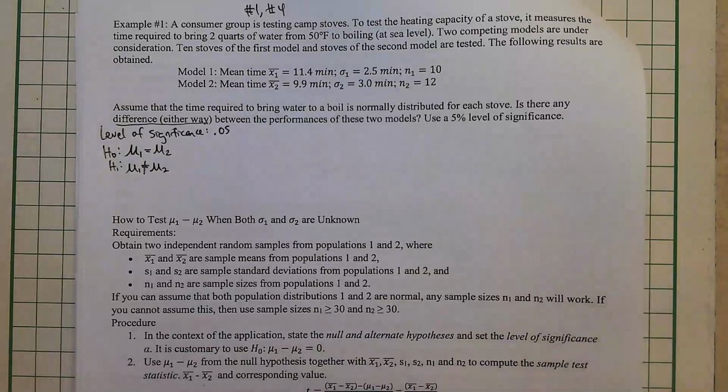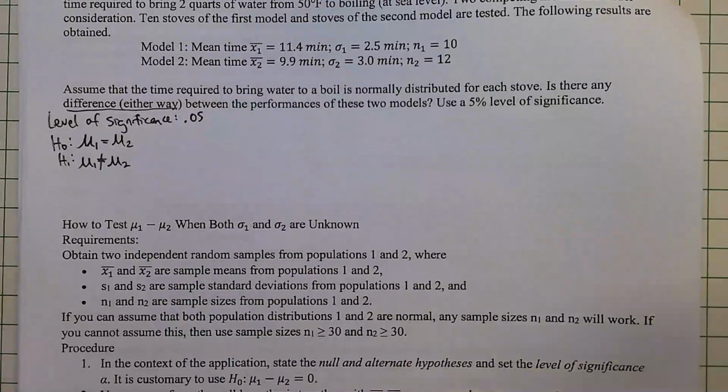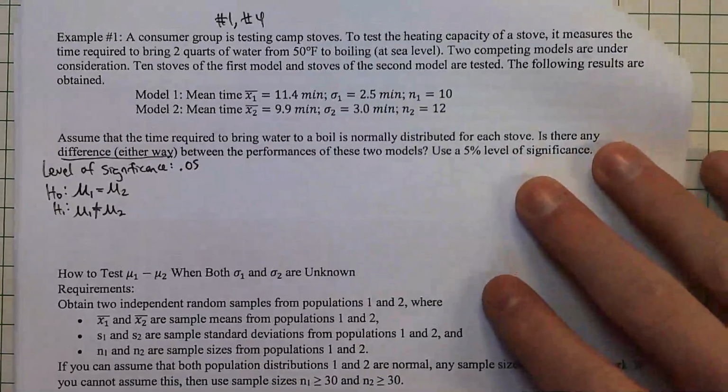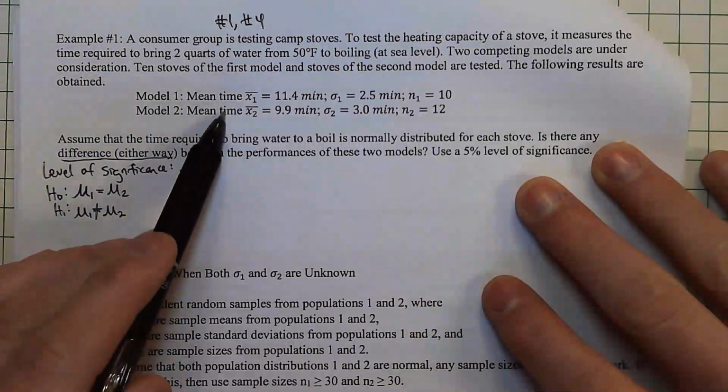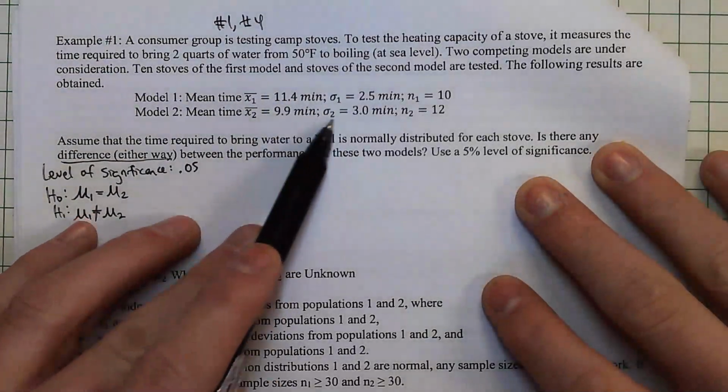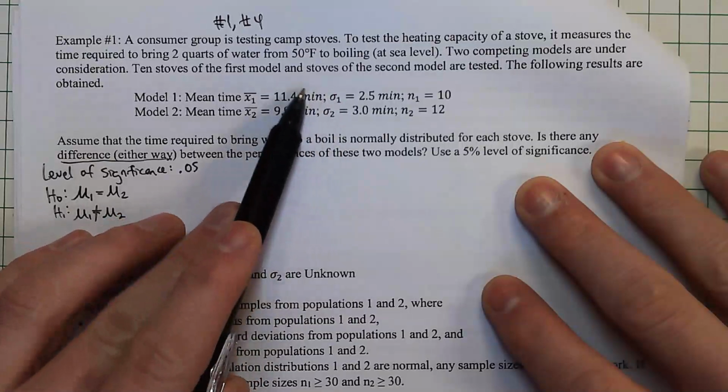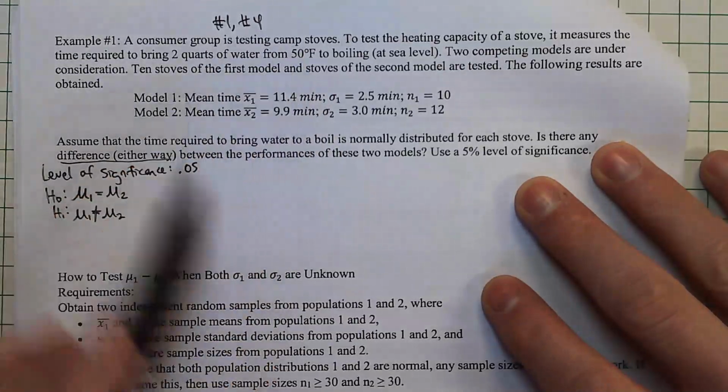In the first example, we're going to see two independent sample distributions today. First, we're going to see an example of two means when the population standard deviations, sigma 1 and sigma 2, are known. So a consumer group is testing camp stoves, tests the heating capacity of a stove.